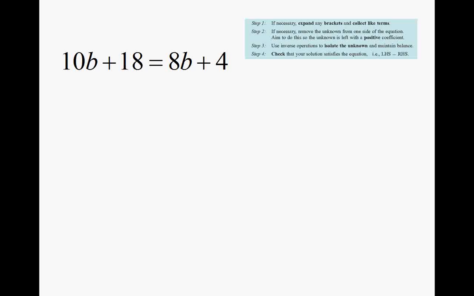Okay, try the next one on your own. Press pause, and when you're ready to check your answer, press play. The answer is b equals negative 7. So when I worked this, I decided to move the 8b over to the left-hand side, and that gives me positive 2b.